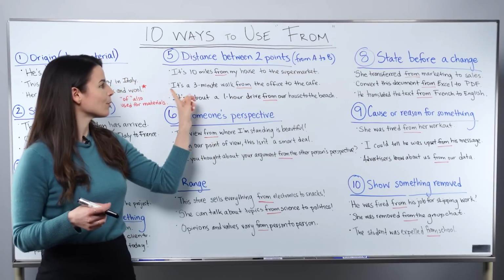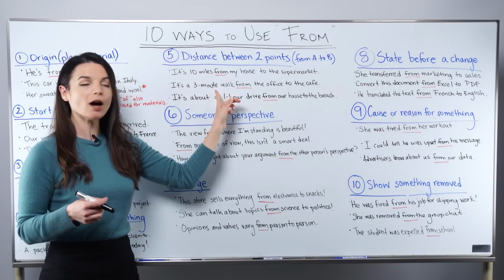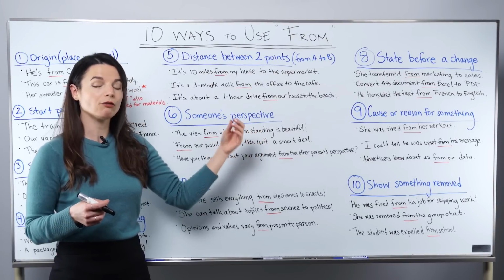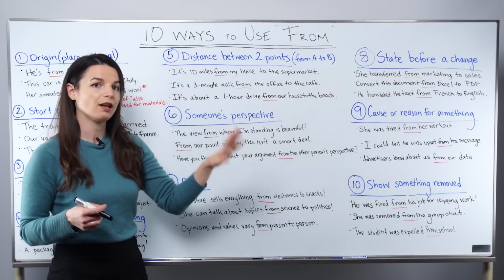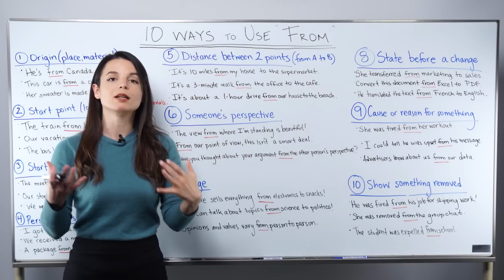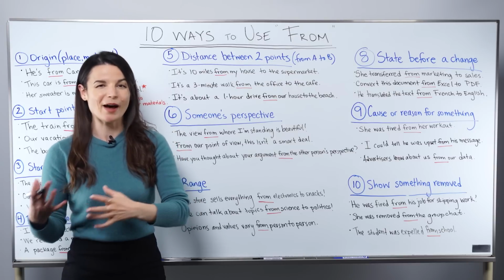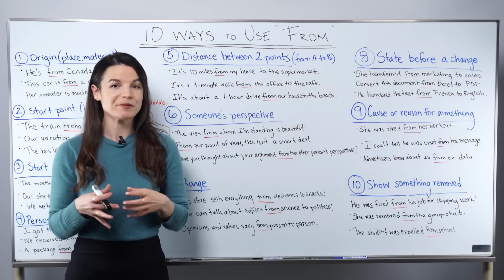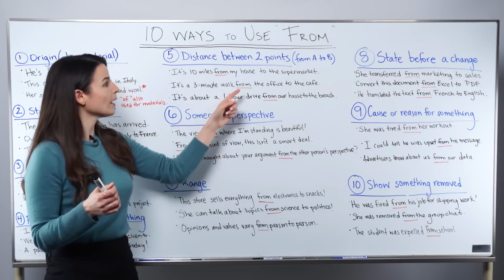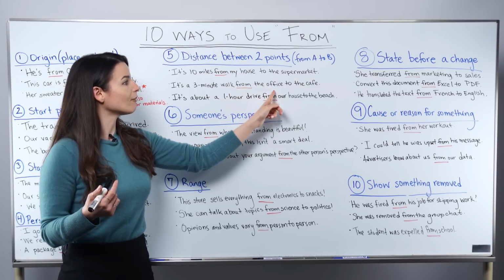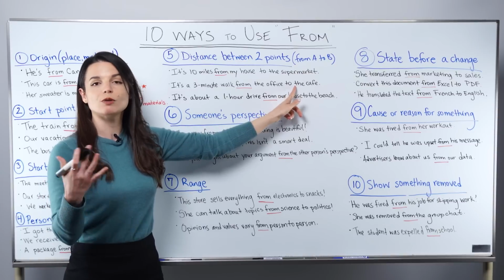Let's look at the next example. It's a 3-minute walk from the office to the cafe. Again, we have some measurement here. In this case, a 3-minute walk. We're not talking about miles or meters or kilometers. In this case, we're using time to measure the distance. So again, we have from to mark the start point, from the office, and the destination, to the cafe.